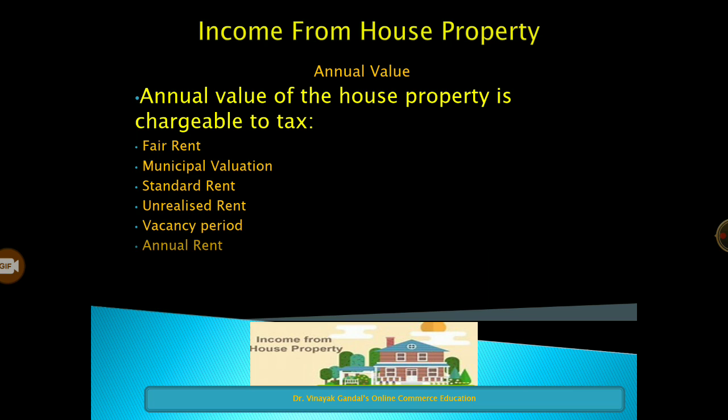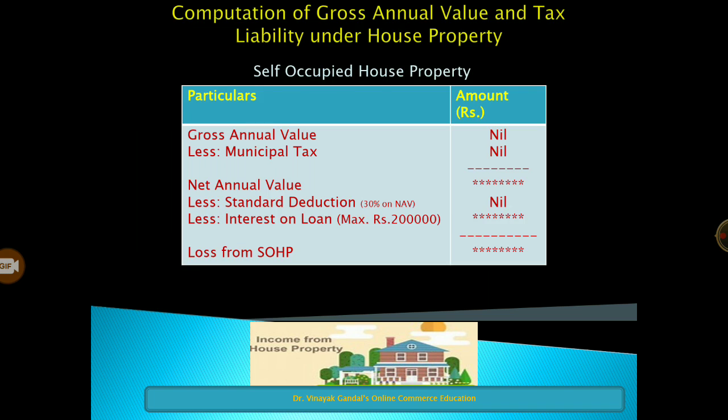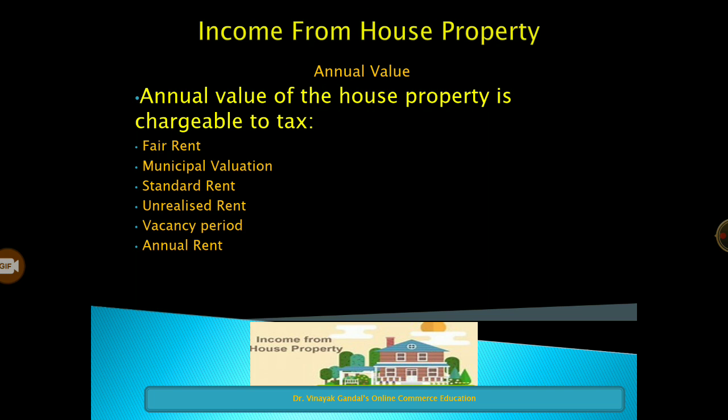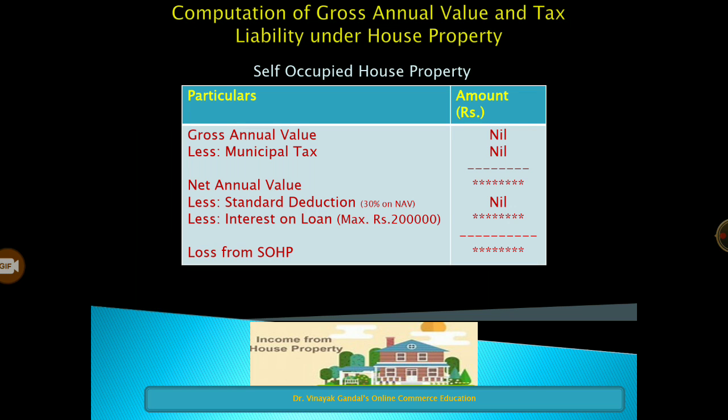Next basic concept, that is called annual rent. It is the rent of the previous year or the part of that previous year when the property was available for letting out. So annual rent means the rent or total rent of 12 months which the assessee is going to collect from the tenant. Okay. So these are the few basic concepts that are to be considered while determining annual value of the house property.